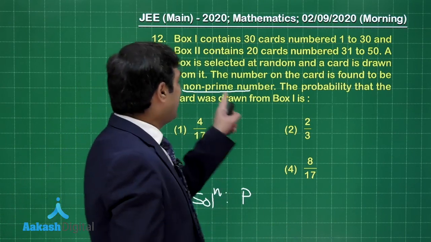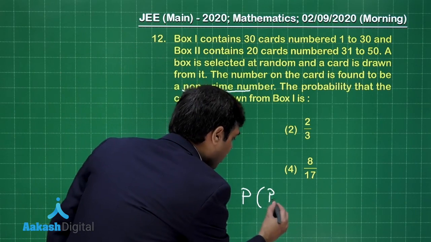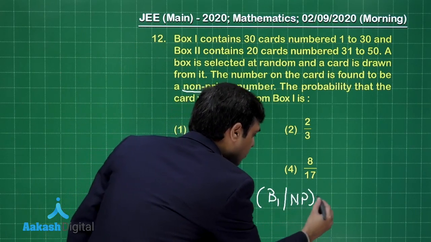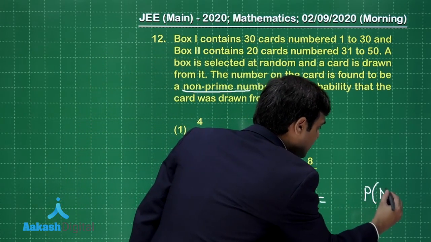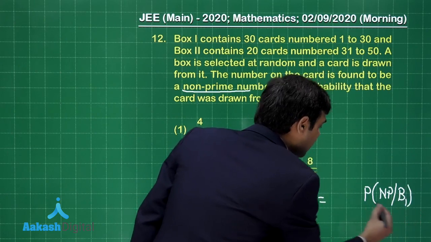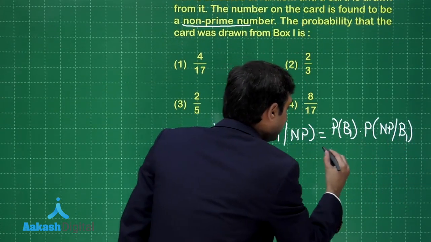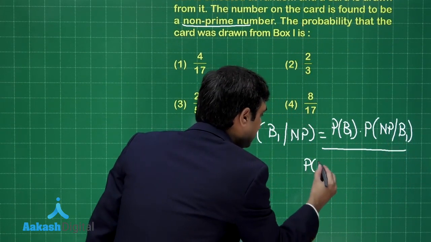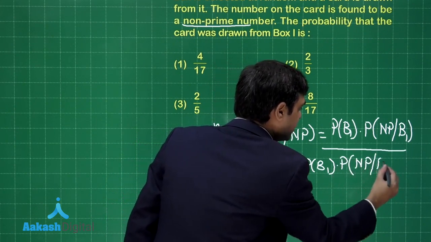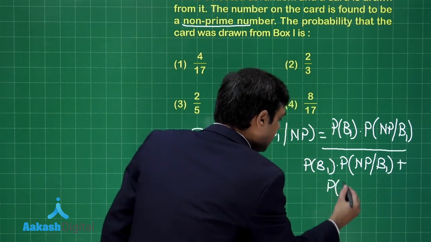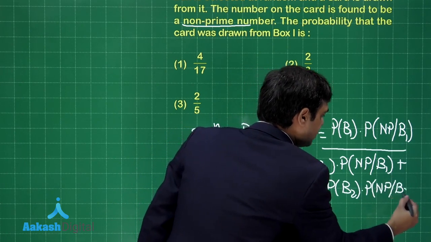Probability that it is being drawn from box 1 given that it is a non-prime number. So let's write down B1 by NP. Box 1 given that it is a non-prime number. So what is the result? Probability it is non-prime from box 1 into probability from box 1, divided by total probability, that is probability from box 1 into probability of non-prime from box 1 plus probability from box 2 into probability of non-prime from box 2.